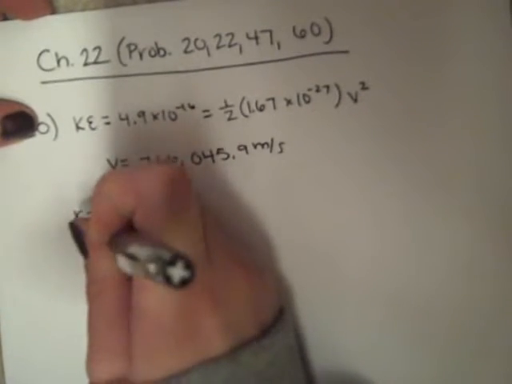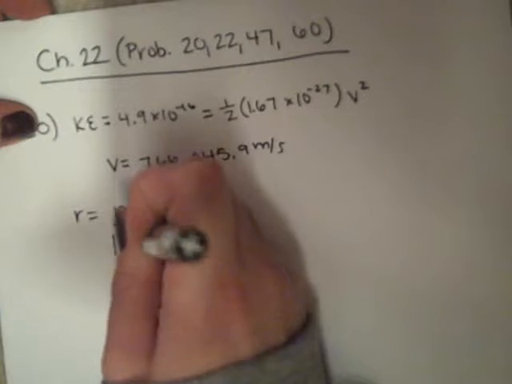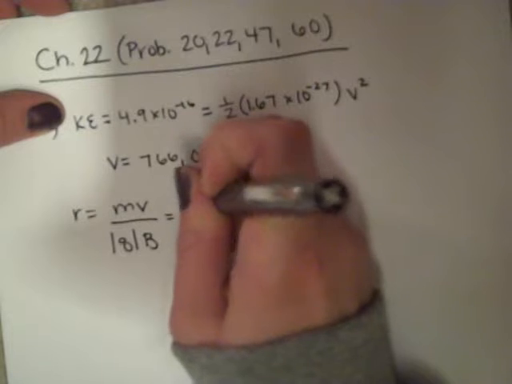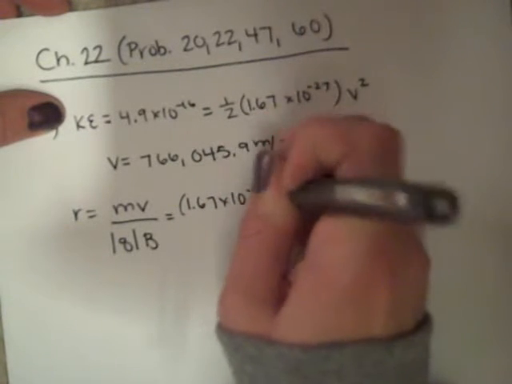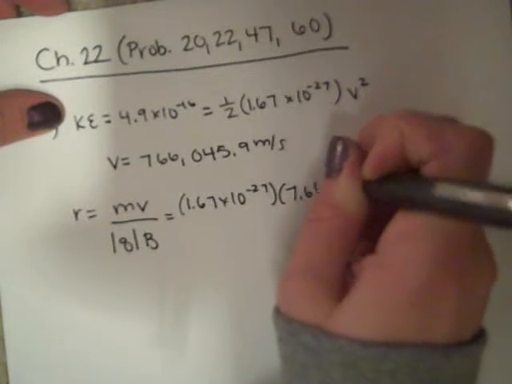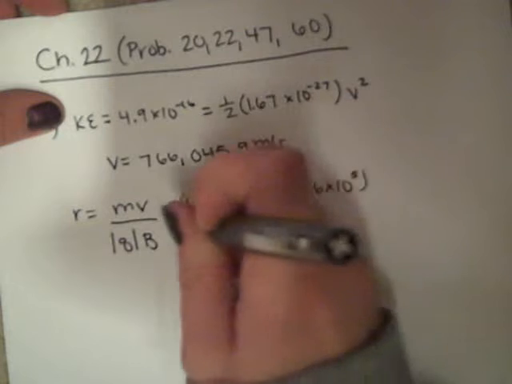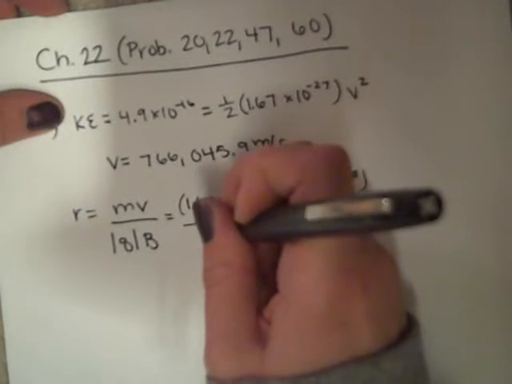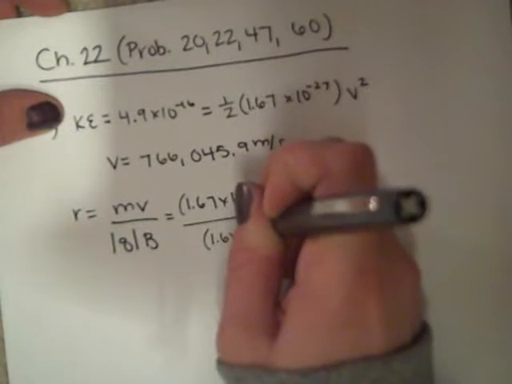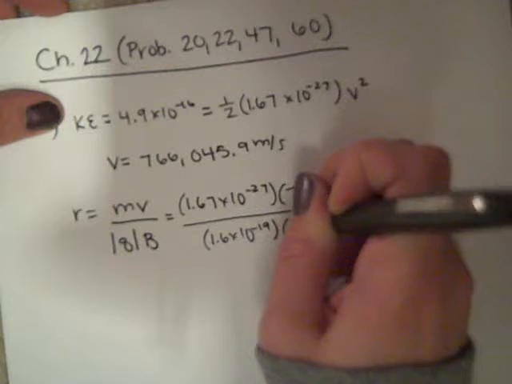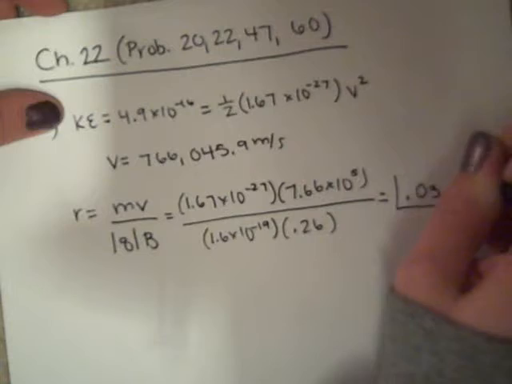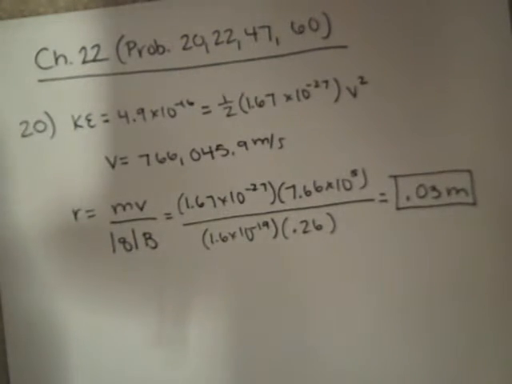And then once you do that, you can go ahead and use the radius equation, which is mv over the absolute value of the charge times your magnetic field, and you can plug stuff in. The mass again is 1.67 times 10 to the negative 27th. The velocity is 7.66 times 10 to the 5th, what we got above, divided by the charge on a proton, which is 1.6 times 10 to the negative 19th coulombs, times the B field, which is 0.26, and you get an answer of about 0.03 meters as the radius of the circle there.